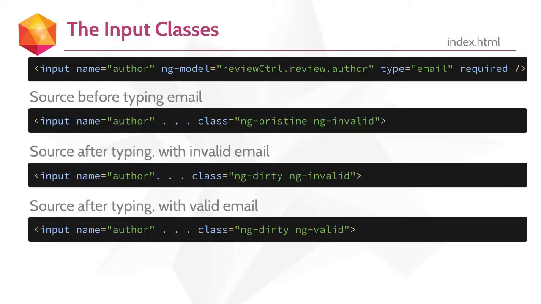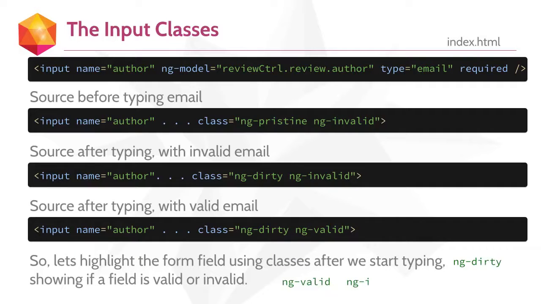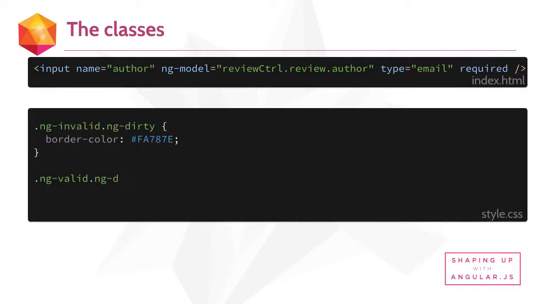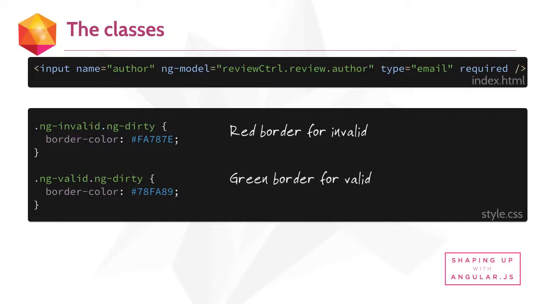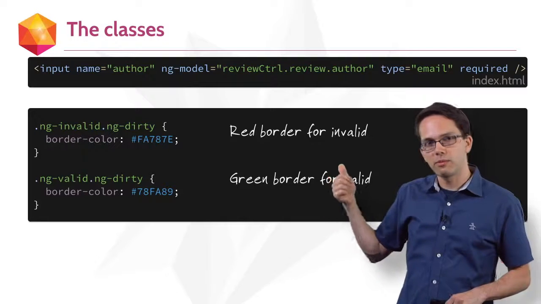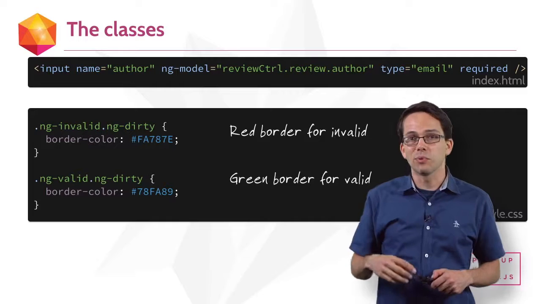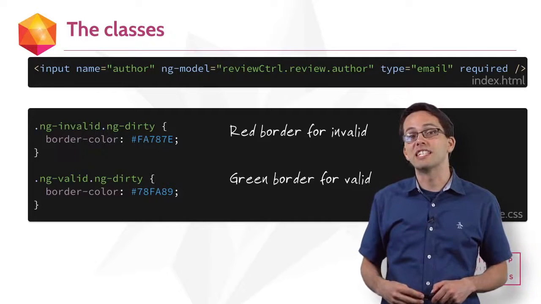So, with this in mind, let's highlight these form fields using classes after we start typing to see if a field is valid or invalid. So let's jump in and write some CSS. We can check to see if it's invalid and dirty, then we'll use one border color, this is red, and if it's valid and dirty, we'll change it to green. You might be wondering why we use ngDirty at all. That's because we don't want these borders to show up until they've started typing.